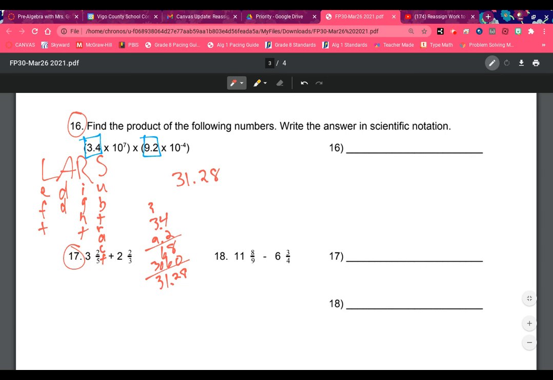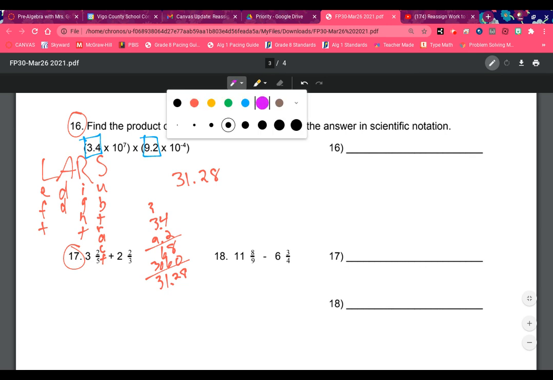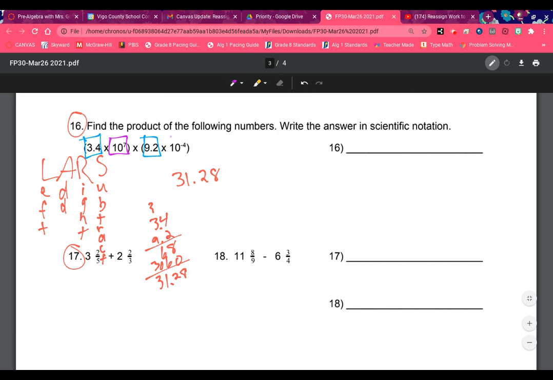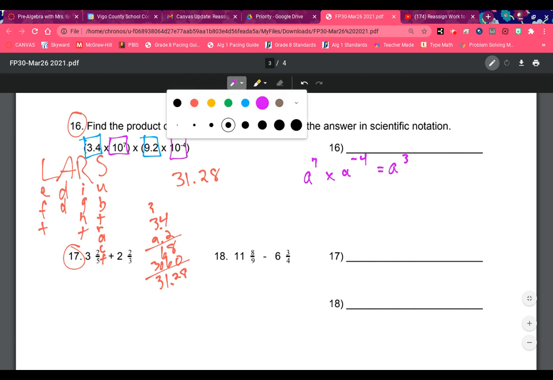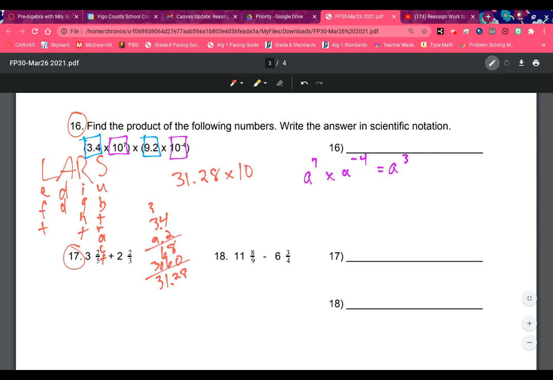And then remember, think about this as if these were just variables, so 10 to the 7th times 10 to the negative 4th. So think of it like a to the 7th times a to the negative 4th. What would we do? We would add our exponents together and we would get a to the 3rd. So if you guys remember that, this is the same thing except we have tens instead of a variable. So we'll get times 10 to the, 7 minus 4 gives me 3.